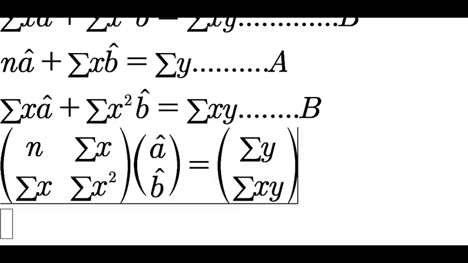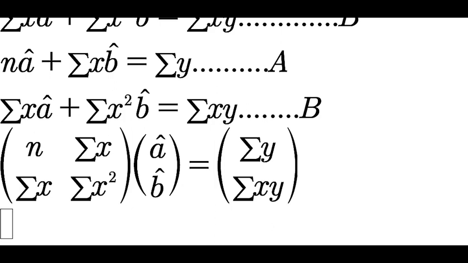So the equation above is a matrix equation. We have written out the unknowns, and from the first row of the coefficient matrix we have n and summation x, and from the second row we have the coefficients summation x and summation x squared. From the left hand side, the unknowns are a hat and b hat. Then from the right hand side, the constant vectors are summation y and summation xy.